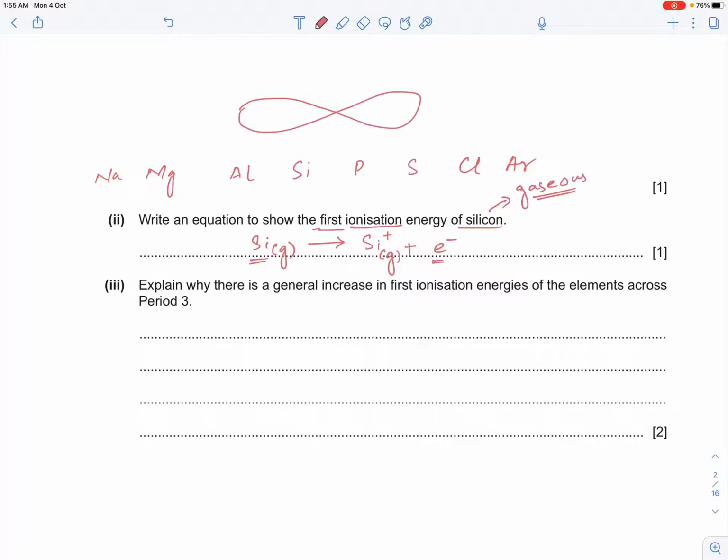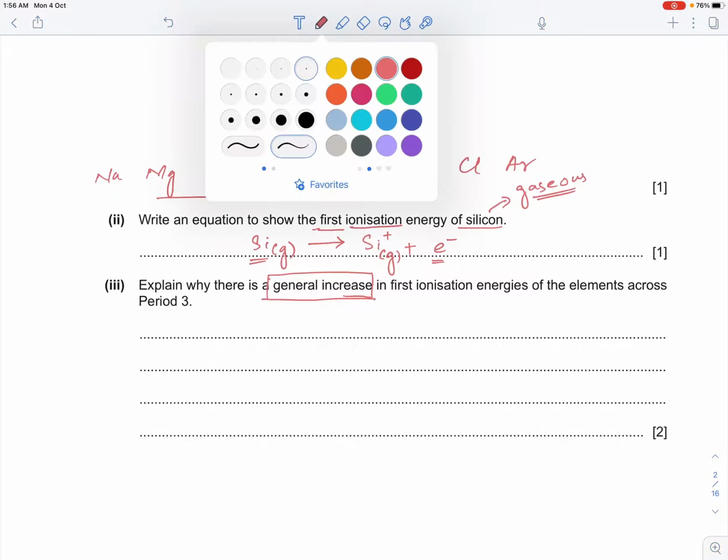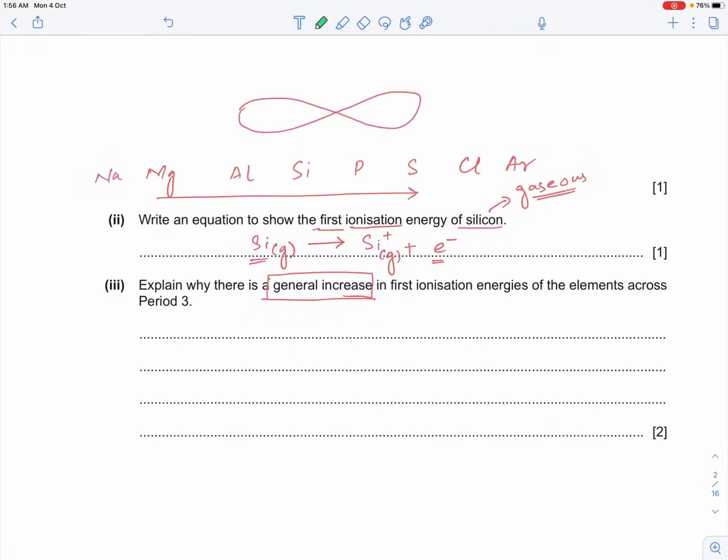So as we move across the period, the ionization energy increases. There is a general increase in the ionization energy, although there are a few exceptions. But in this question, they are not asking about the exceptions. They are talking about a general increase: why there is a general increase in first ionization energy of the elements across period 3. I hope everyone knows the 3 factors which affect the ionization energy.